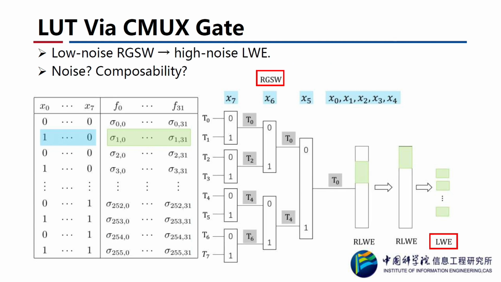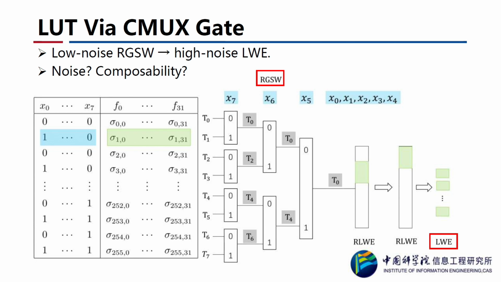So the circuit evaluation converts the input low noise RGSW ciphertext to high noise LWE ciphertext. It leaves us two difficulties. The first is the noise management, and the second is to realize the circuit composability. In fact, the circuit is evaluated very fast. Maybe a gate is only 100 microseconds. Oh, this is right, microseconds.